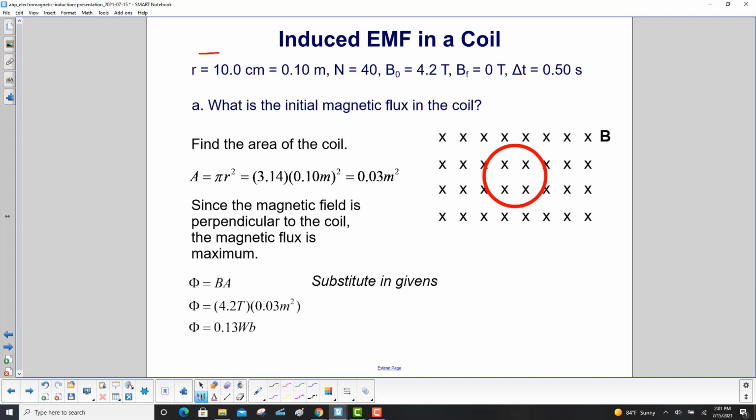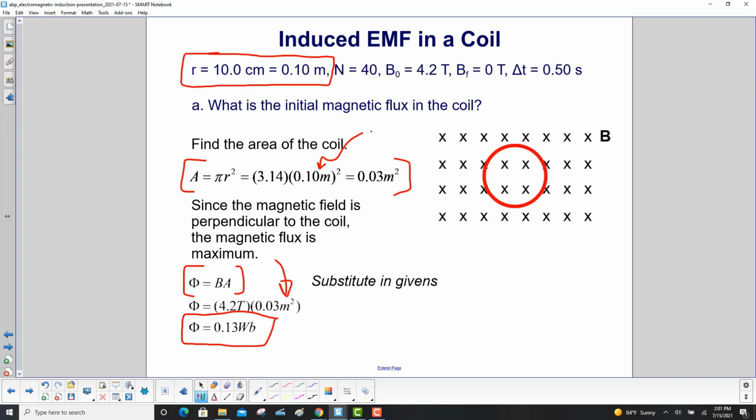Start by listing the givens. And the first thing we do here is convert centimeters to meters. And we need to find the initial magnetic flux. Well, let's find the area of the coil. We're given the radius, so the area is pi r squared. Here's our r in meters, and we get 0.03 square meters. Since the magnetic field is perpendicular to the coil, the magnetic flux is maximum. So we just need to multiply B times A, substitute in our givens, and of course our found area here, and we get the initial flux is 0.13 Webers.